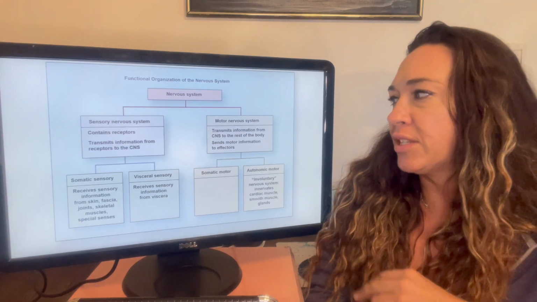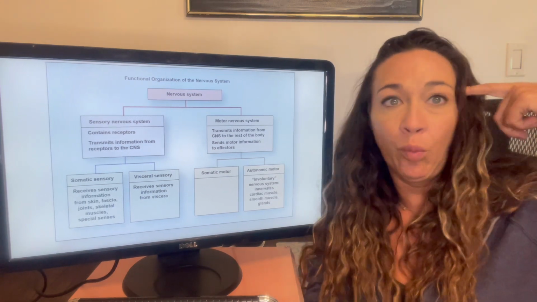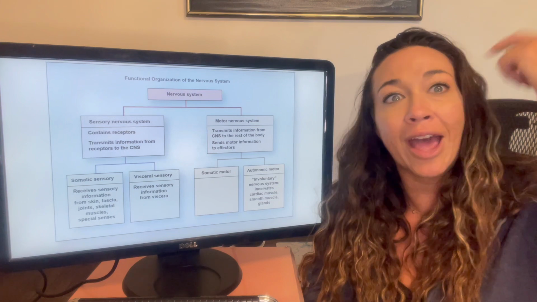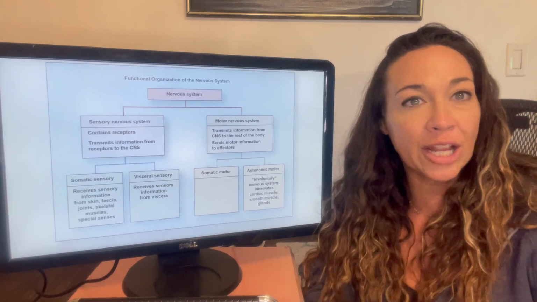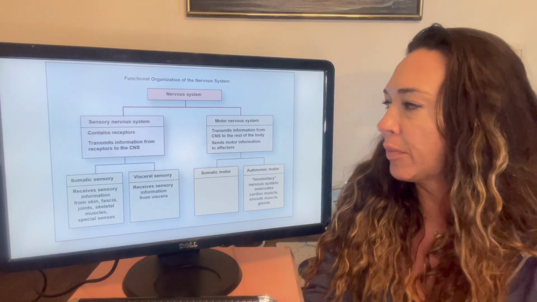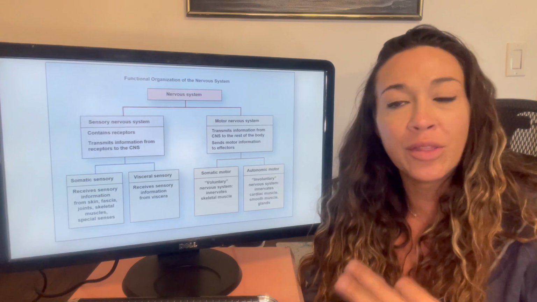Now, our motor nervous system, again, is going to be transmitting the information from that central nervous system once we've decided what we need to do, once we've interpreted. We're going to have integration, right? And then, therefore, we're going to dictate our response after that. That's our motor nervous system. So this is going to send the motor information to the effectors, who's actually doing the reactions.